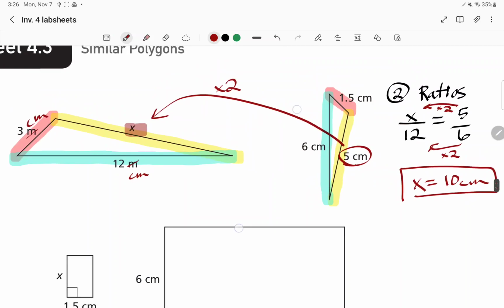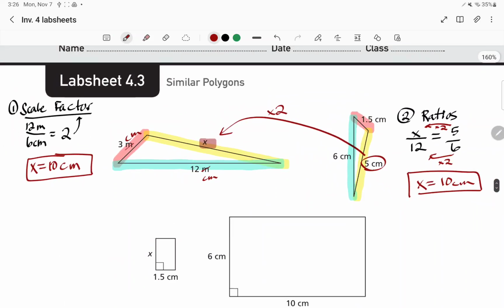Now on your test corrections, if you do test corrections for something like this, on part 3, where you have to do it a different way or prove that your answer is correct, you can originally do the problem using scale factors, and then do the problem again using ratios. And that would be a different way to prove that your answer is correct.